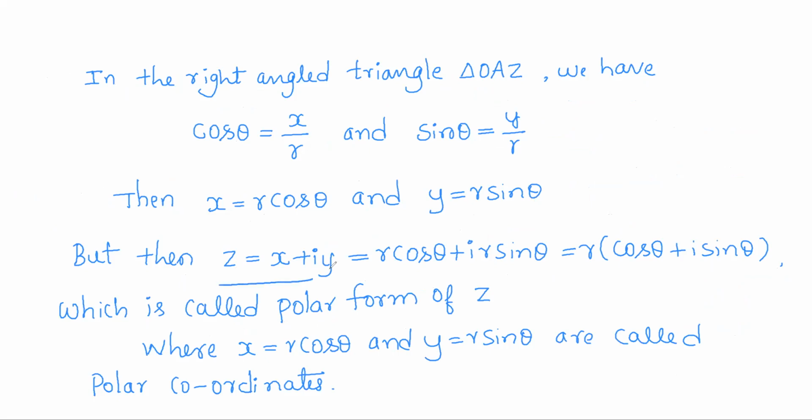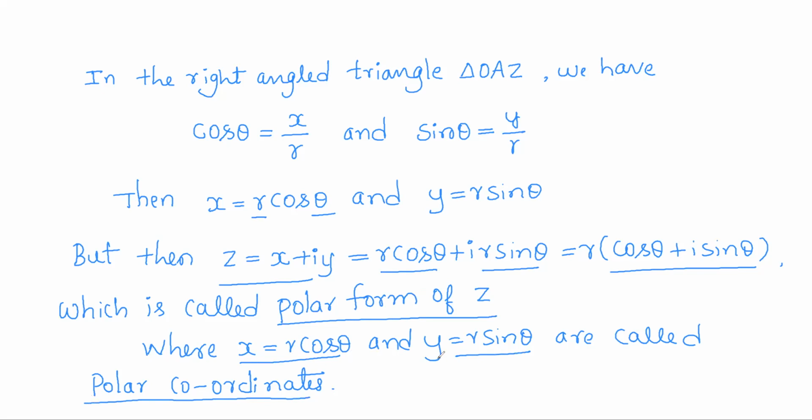Now considering the given complex number z equal to x plus iy, substituting the values of x and y in terms of r and theta, we get z equal to r into cos theta plus i sin theta, which we call the polar form of z. And the substitutions which we used in representing z in polar form are called polar coordinates. So x equal to r cos theta and y equal to r sin theta are called polar coordinates.